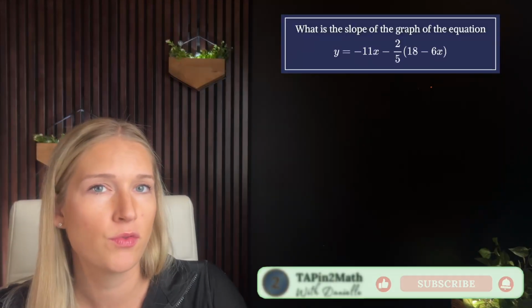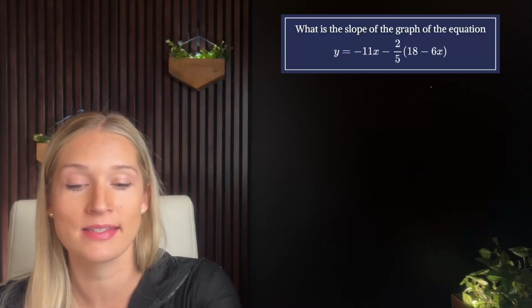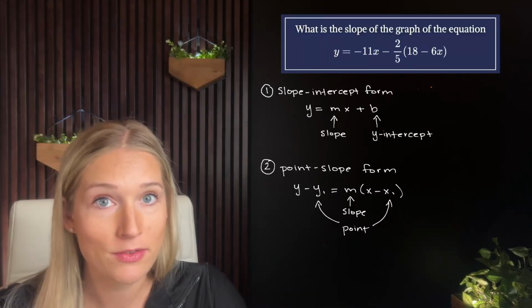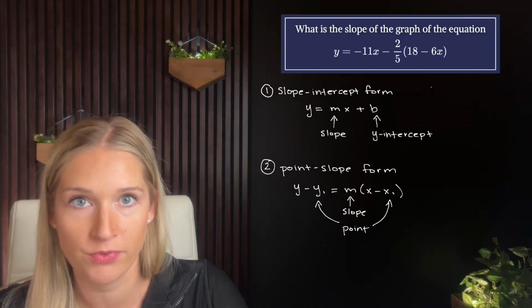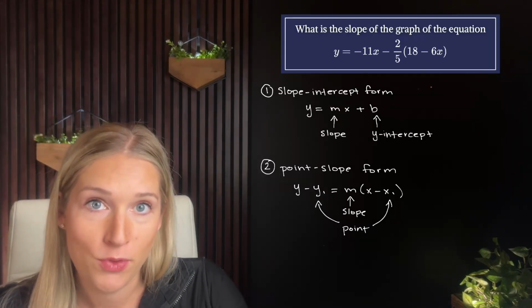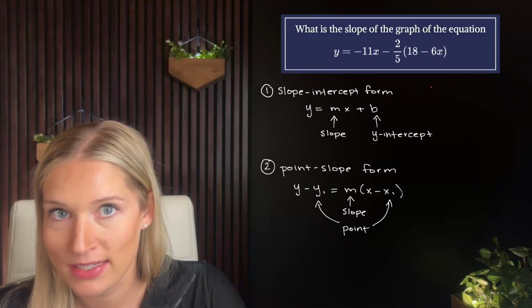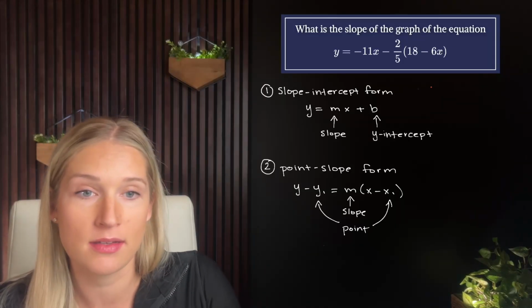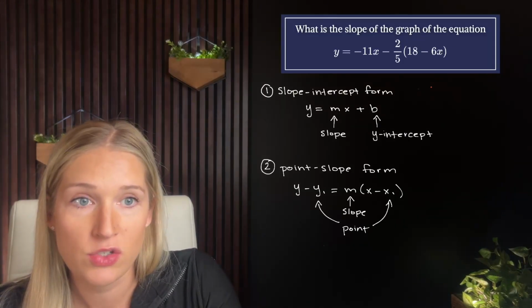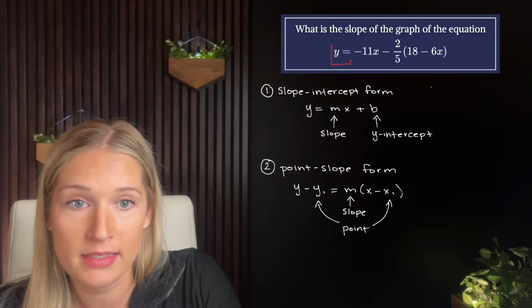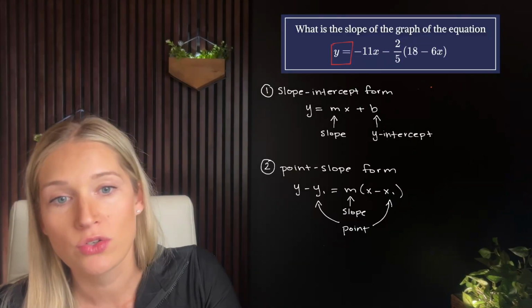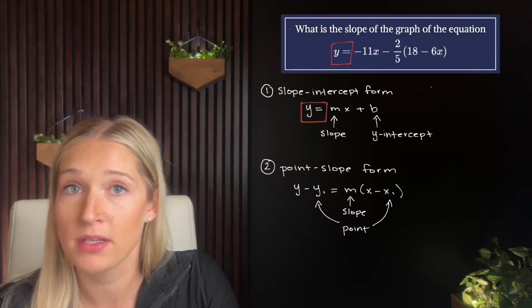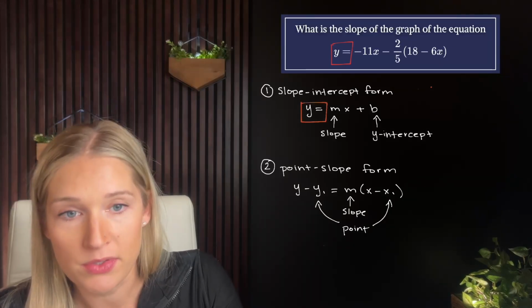Let's remember those two forms that we had from the last slide. We have our slope-intercept form, y equals mx plus b, and then we also have our point-slope form. Now, slope-intercept form has y isolated on one side and point-slope form does not. Well, in this equation, I do have y all by itself on the left-hand side, so I'm inclined to relate this to my slope-intercept form. So I will do that.